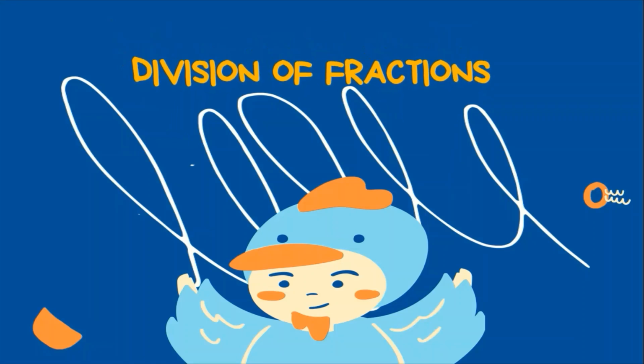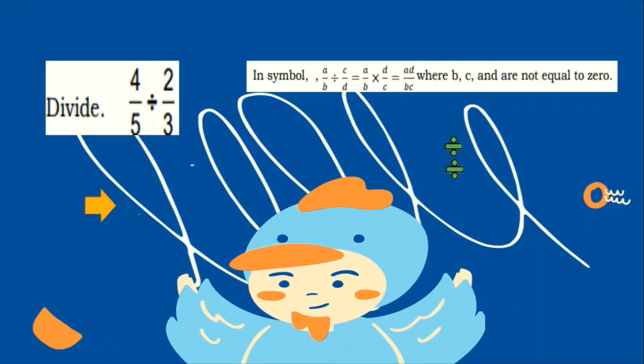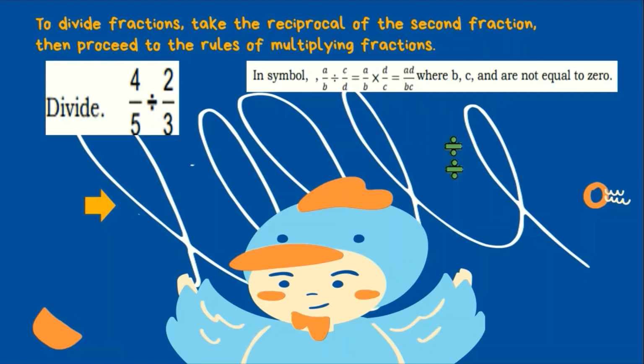Let's go to the division of fractions. To divide fractions, take the reciprocal of the second fraction, then proceed to the rules of multiplying fractions. In symbol, a over b divided by c over d will become a over b multiplied by d over c, is equal to ad over bc, where b and c are not equal to 0. This is an example, divide 4/5 by 2/3.